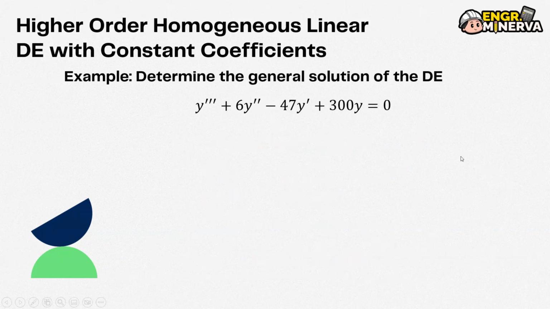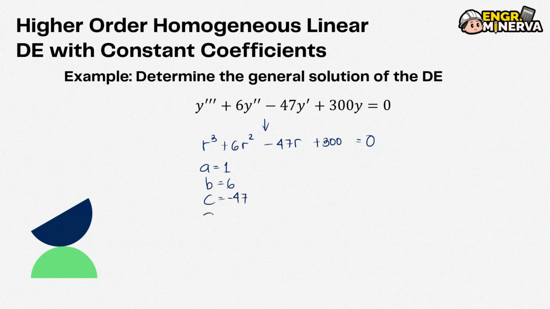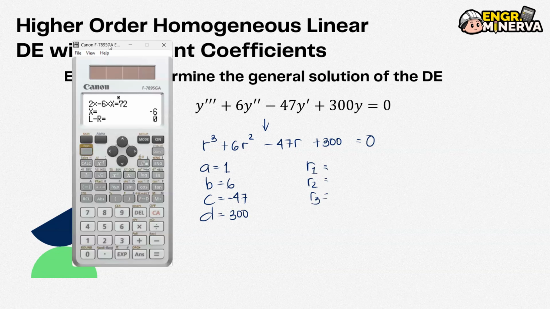Next. Okay, we have this one. Again, we convert it into the characteristic equation. Okay, that is 300 only. A is 1, B is 6, C is negative 47, and D is 300. What would be the value of the three roots?